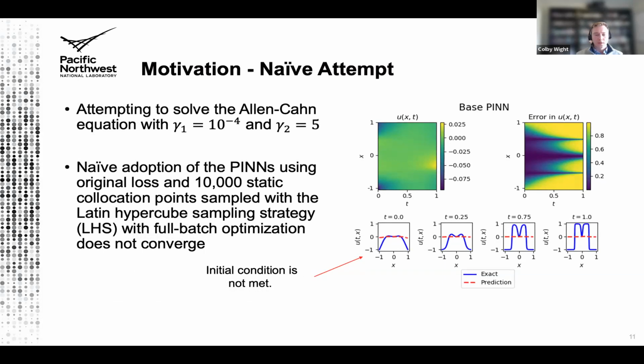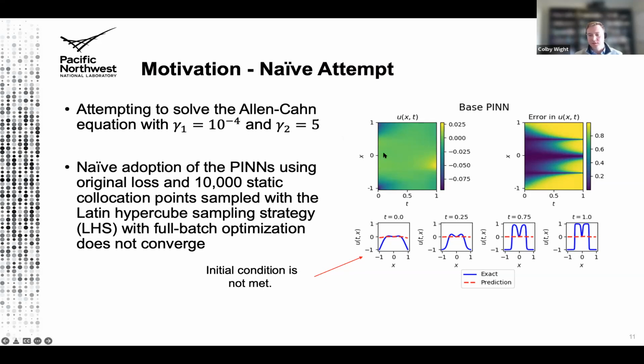So here we started by trying to solve this 1D Allen-Cahn equation with the gamma 1 parameter of 10 to the negative 4 and the gamma 2 parameter of 5. And we found that our naive attempt, simply taking the approach to solve these equations that was demonstrated on Schrodinger's and Burgers' equation, was unable to get a good solution here. So we took 10,000 static collocation points and used full batch optimization methods.